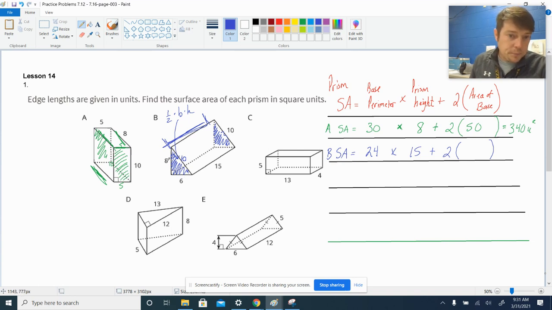6 times 8 is 48. And then half of that is 24. Okay? So we're getting 24 for the area of our base whenever we find it. So we're going to plug that in here.